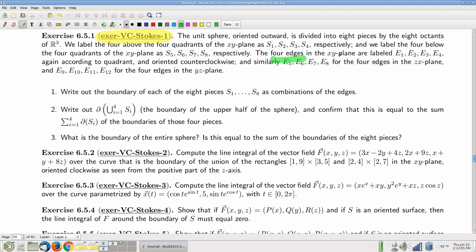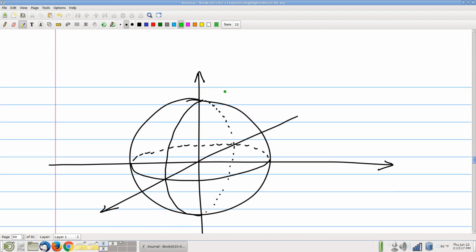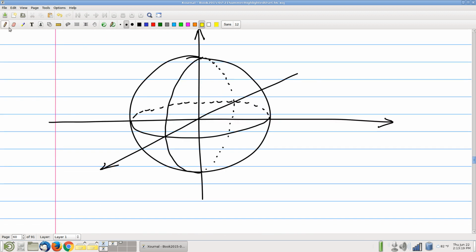Now the edges, though, I really need to label because we're going to be looking at those a lot. So the 4 edges in the XY plane, 1, 2, 3, 4, according to quadrant, counterclockwise. Okay, it's a lot to remember. These are arbitrary conventions that I'm choosing just so we can all be speaking the same language here. So the 4 edges in the XY plane. And let me label those all counterclockwise. There's the counterclockwise on each of them.